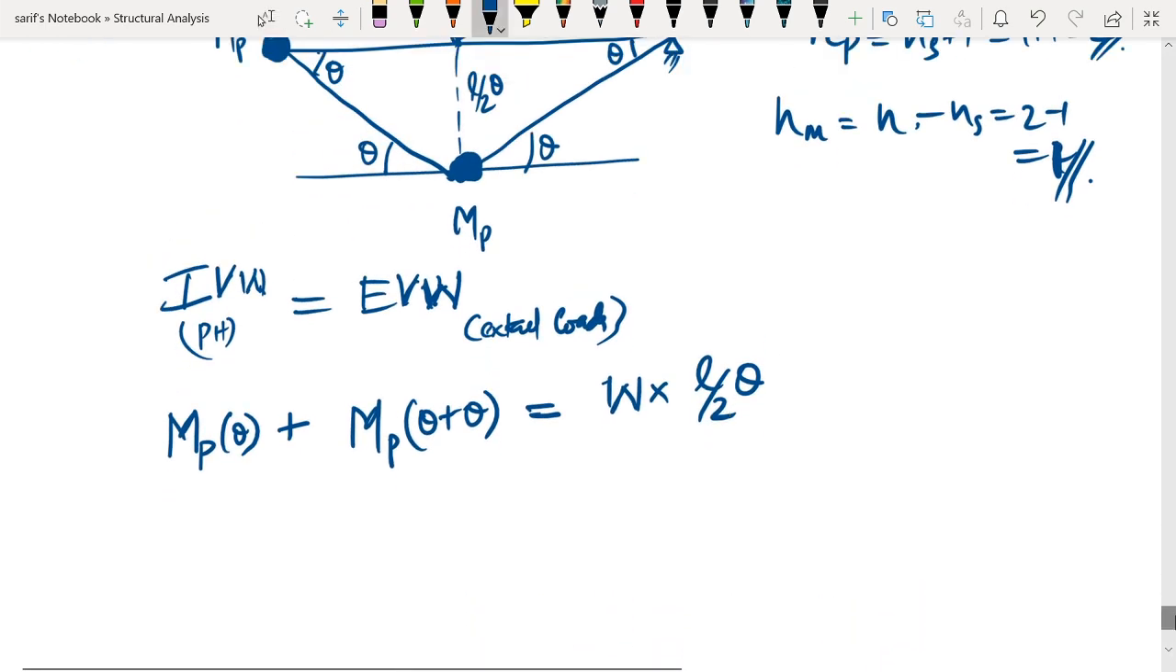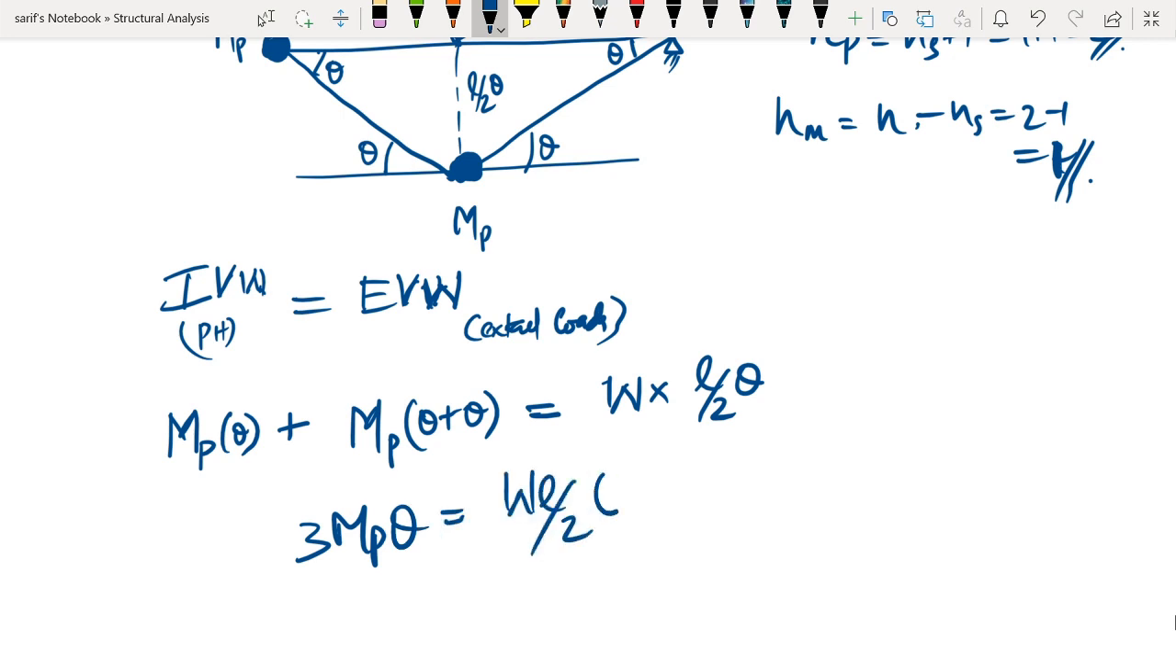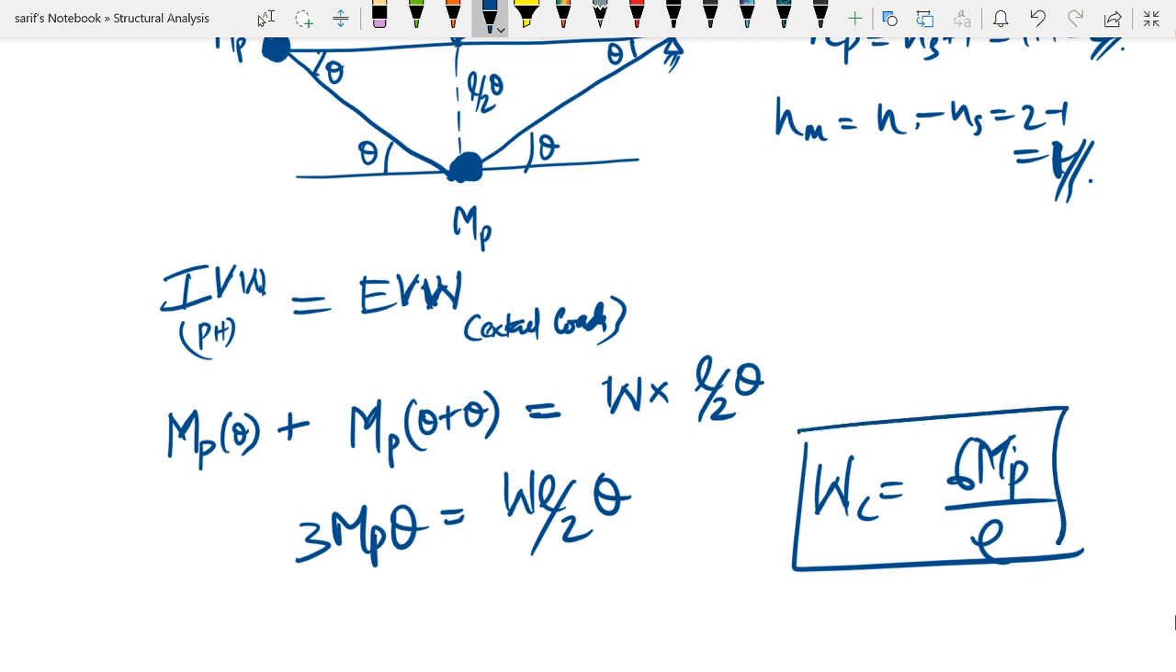What we are going to get is 3 Mp theta is equal to W L by 2 theta. So Wc is equal to 6 Mp divided by L. So this is the plastic collapse load for a propped cantilever with central concentrated loading.